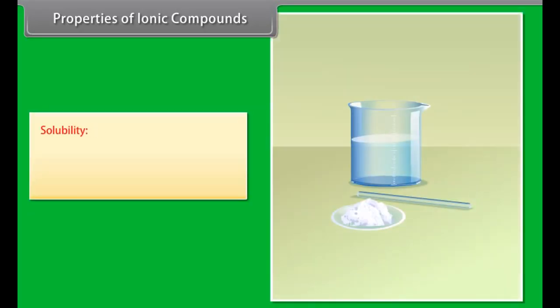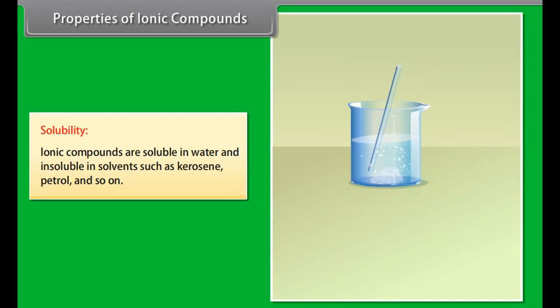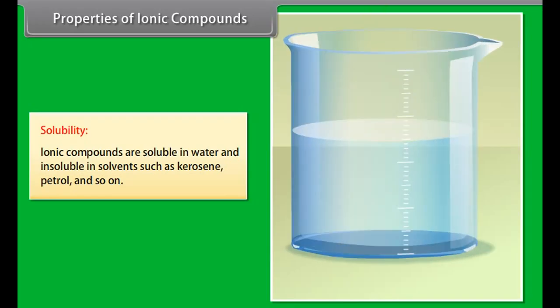Solubility. Ionic compounds are soluble in water and insoluble in solvents such as kerosene, petrol, and so on.